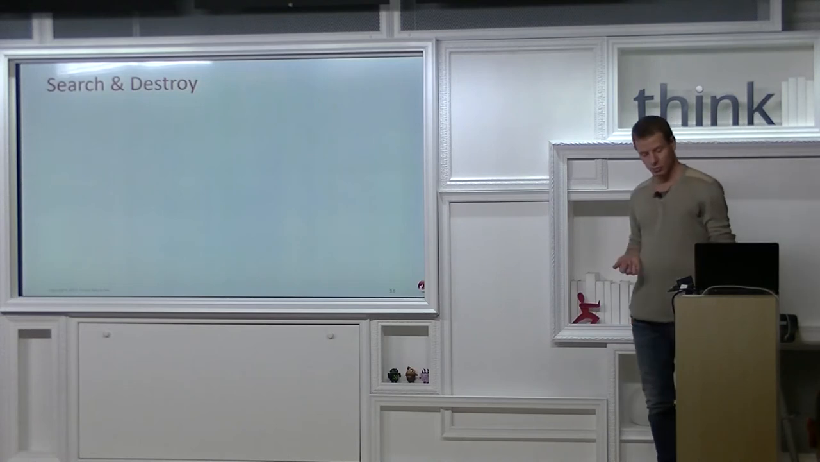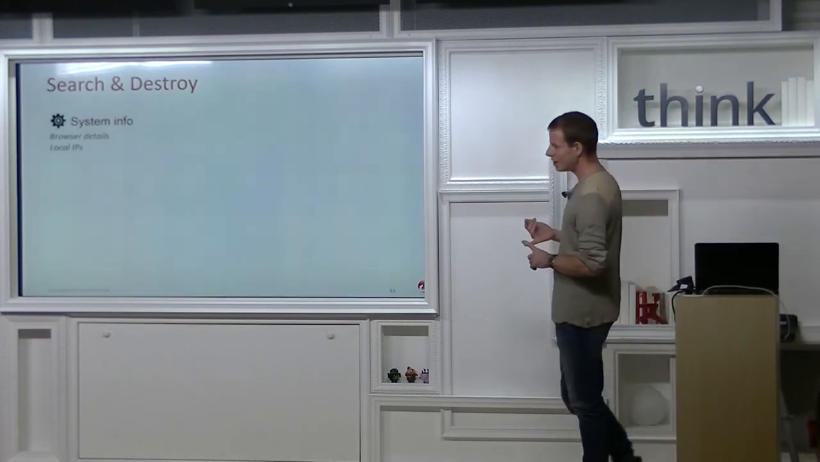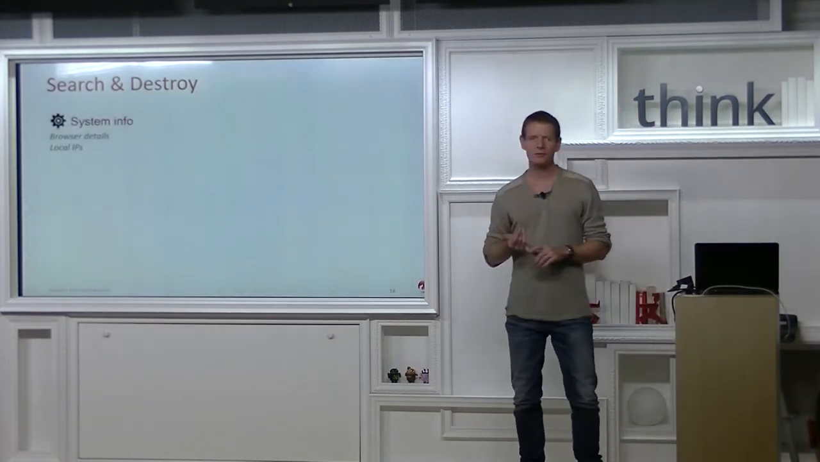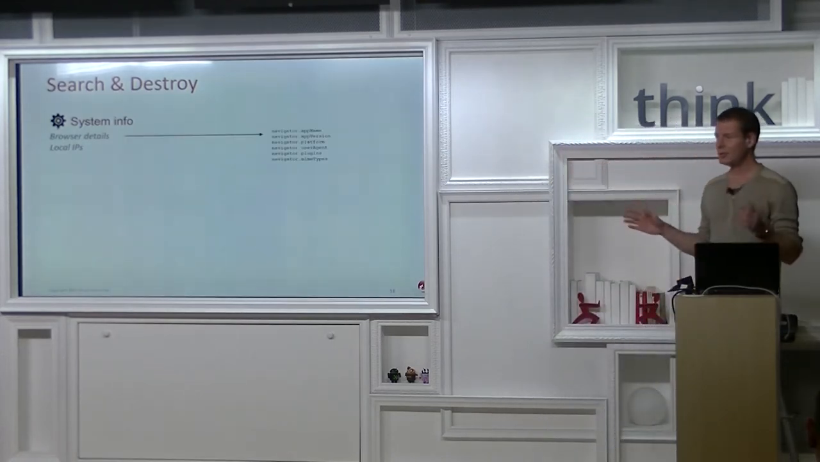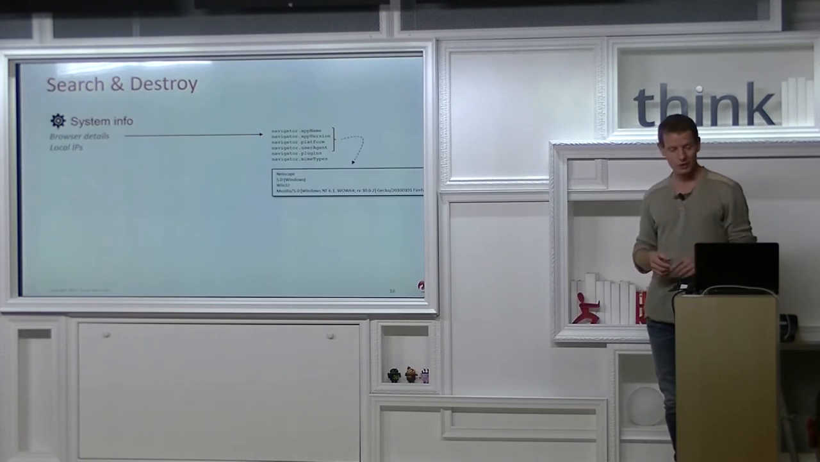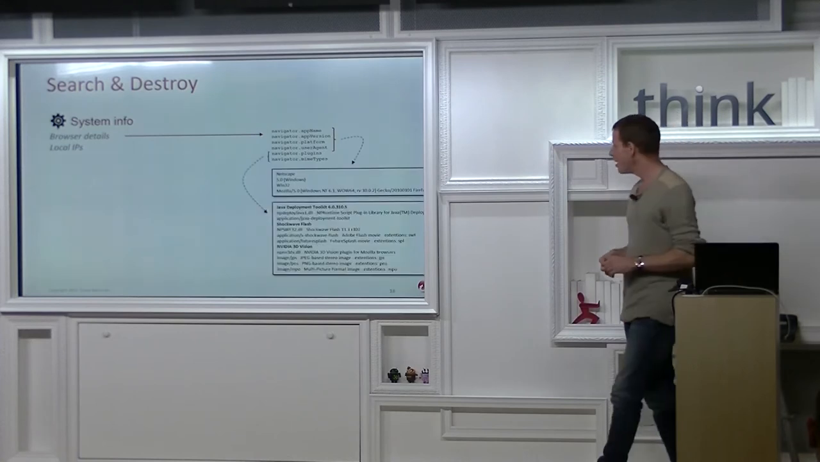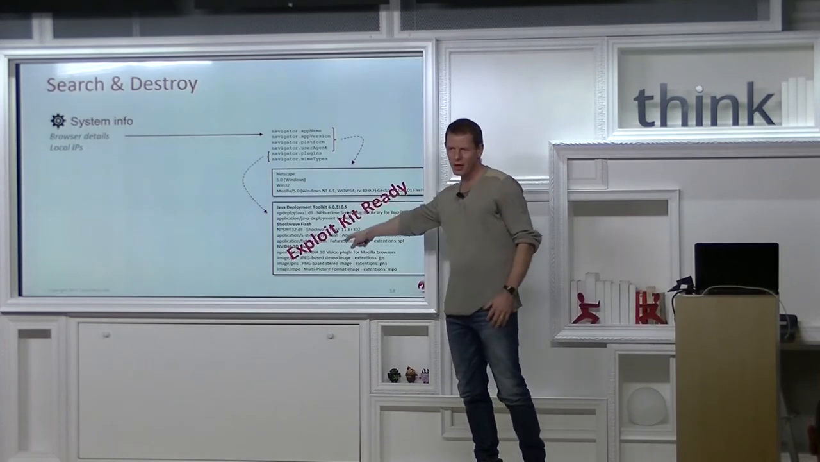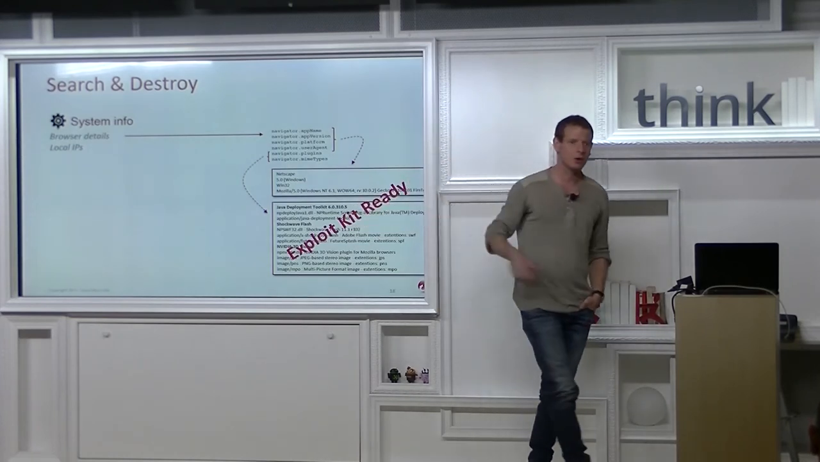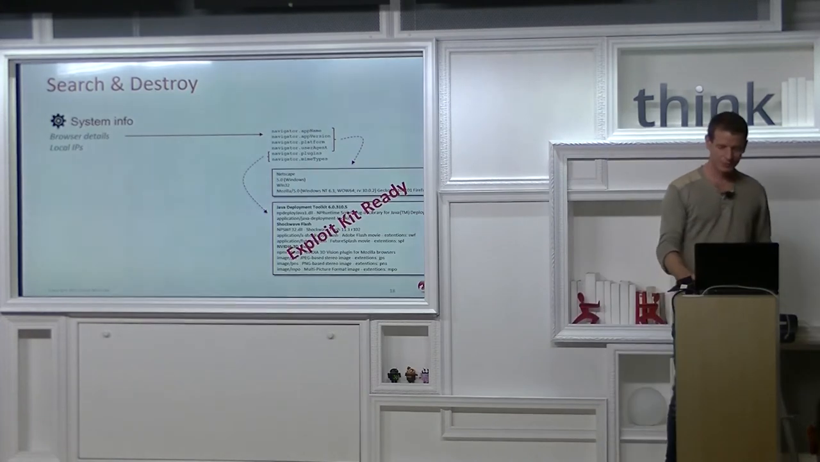And now we need to propagate. So first, we need to get some system info. We can get a lot of browser details. That's basic. It's been there for ages, so let's say nobody cares. It's not rocket science, but here you see all the versions of all the plugins, so that's also a great help for exploit kits.